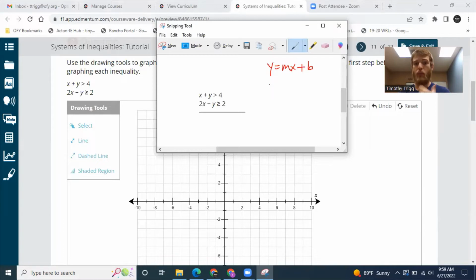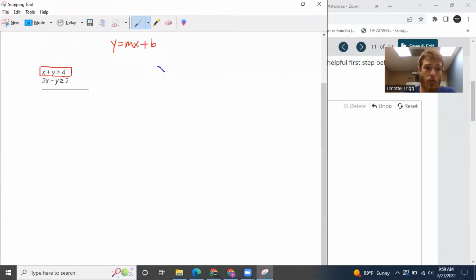The main thing we want to do is get y by itself in both of these inequalities. Once we do that, then we can easily identify the slope, the m, and the y-intercept, the b. So let's do that for this first inequality: x plus y is greater than 4. My goal here is to get y by itself once again. So let's rewrite the inequality: x plus y is greater than 4. We're going to subtract x on both sides of this inequality, giving us that y is greater than negative x plus 4.